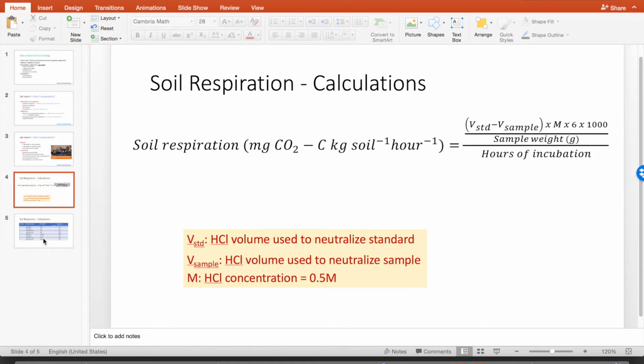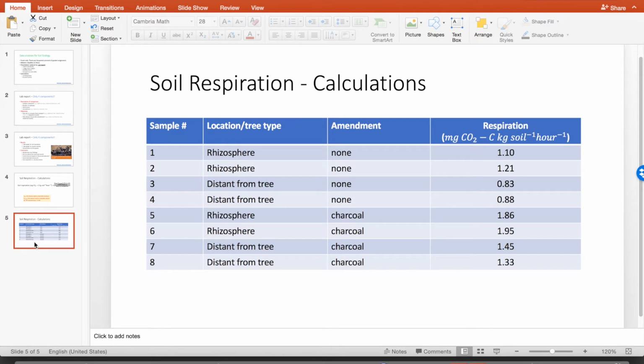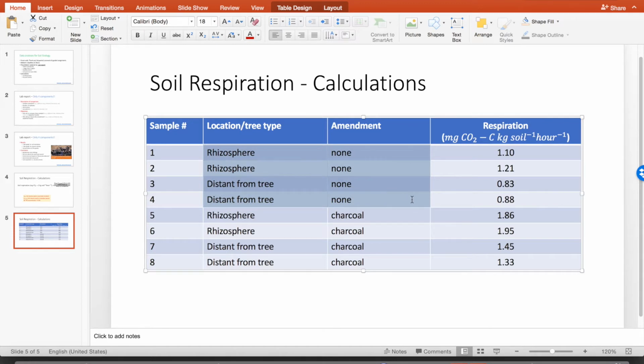Okay, so you should have this number, your group should have the number for each of your samples. So pretend I have a group and we did these incubations for samples that we collected in the rhizosphere of a tree and samples that were collected distant from the tree. So at the end, I can have a table that looks just like this one. So on the first part of the labs, we incubated the samples from the rhizosphere and from the distance from the trees. And then I calculated my soil respiration rates, and this was the numbers I obtained.